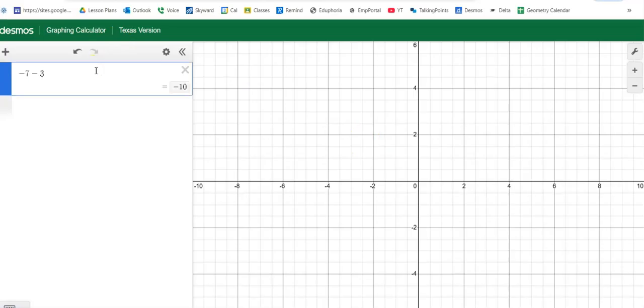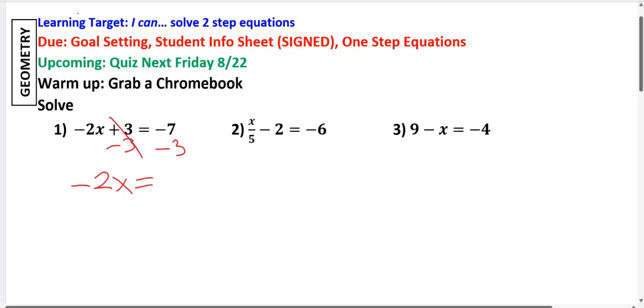-7 minus 3. Has anyone never used Desmos before? Who has not used Desmos? Yep. You've used, okay. So you all know how this works. You type it in, you get your answer, -10, okay? So -7 minus 3 is negative, not positive, -10. That's one step, and we're halfway done.